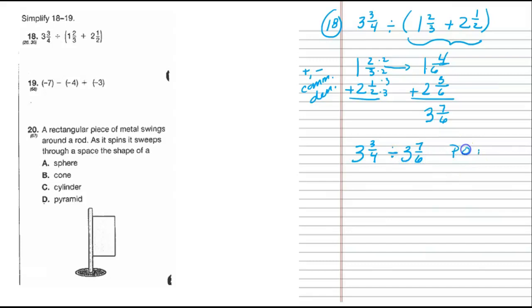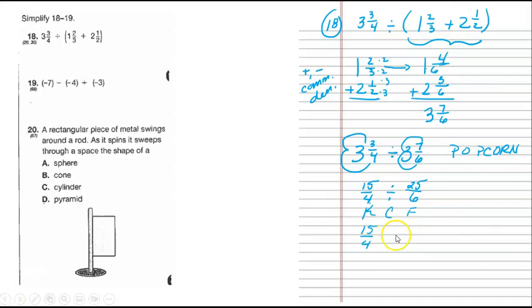I'm going to have to popcorn. So I have 4 times 3 is 12, plus 3 is 15, divided by 6 times 3 is 18, plus 7 is 25. Now I keep change flip. So keep my 15 over 4, change my divide to multiply, flip. Oh no, what happened? Sorry. I need my pen. Okay, cool. I don't know what's happening here. There we go.